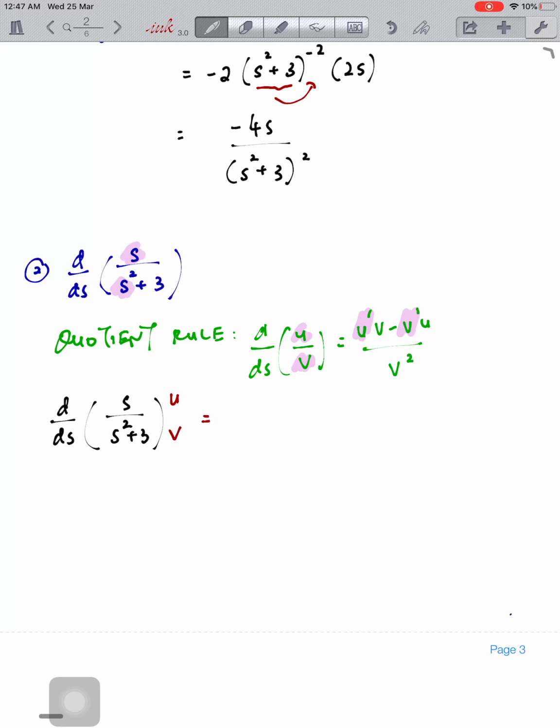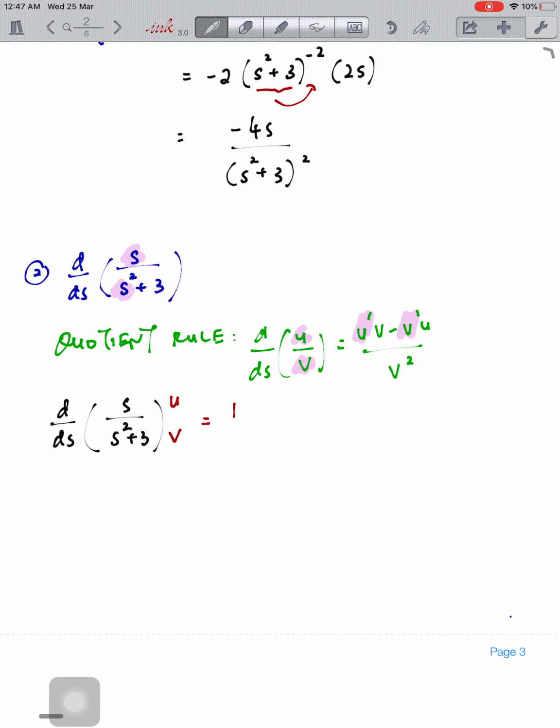So when we apply the quotient rule, when we differentiate s, I will get 1. So multiplied by v, that is going to equal s squared plus 3. So minus, so differentiate v, I will get 2s. So multiplied by u, that will be s. And that will be over s squared plus 3 raised to the power of 2, my v squared.